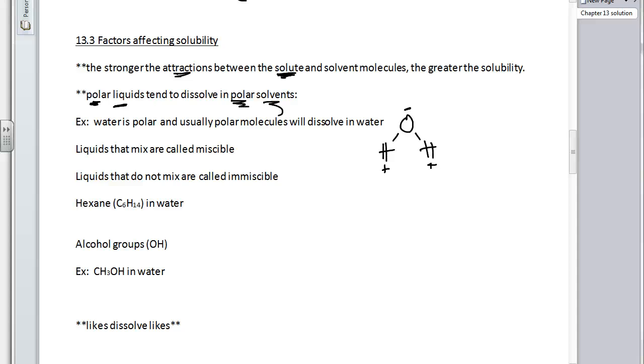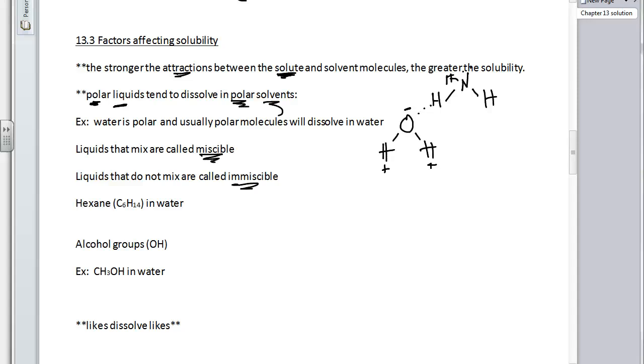Any polar molecule, let's say NH3 or something like that, you might have this force of attraction that's going on right here. Those types of molecules are going to be attracted. Liquids that mix, we call miscible. You might hear the word miscible. They're mixable liquids. And liquids that don't mix are called immiscible. A good example of an insoluble or immiscible pair is, once again, water with hexane.